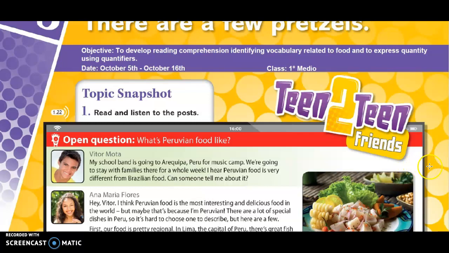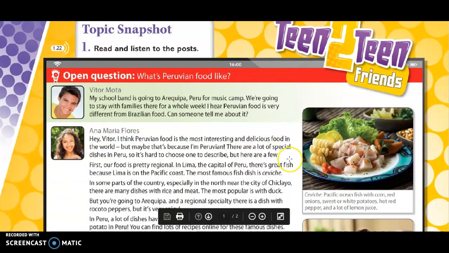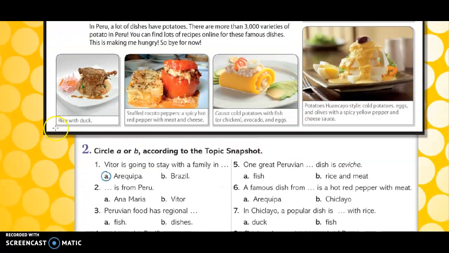La primera actividad es lectura. Number 1, read and listen to the post. Topic snapshot. Este es nuestro texto de lectura que ustedes deben trabajar. Luego de eso, pasan a la actividad 2.